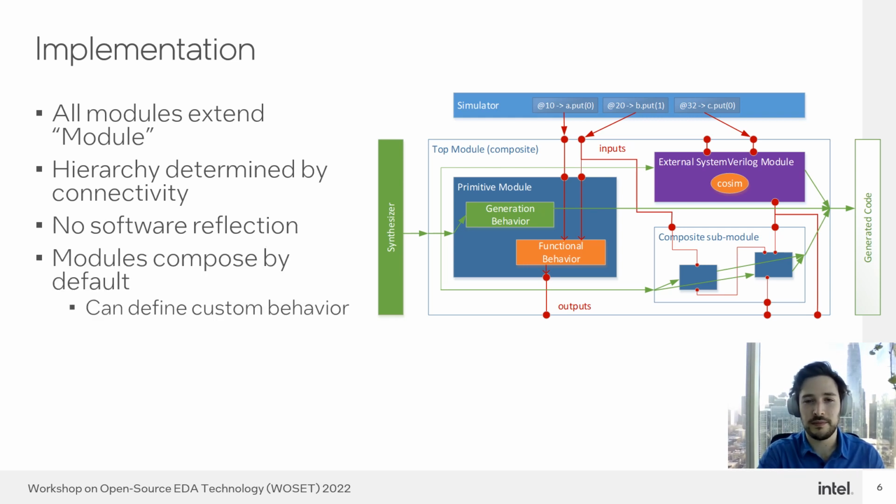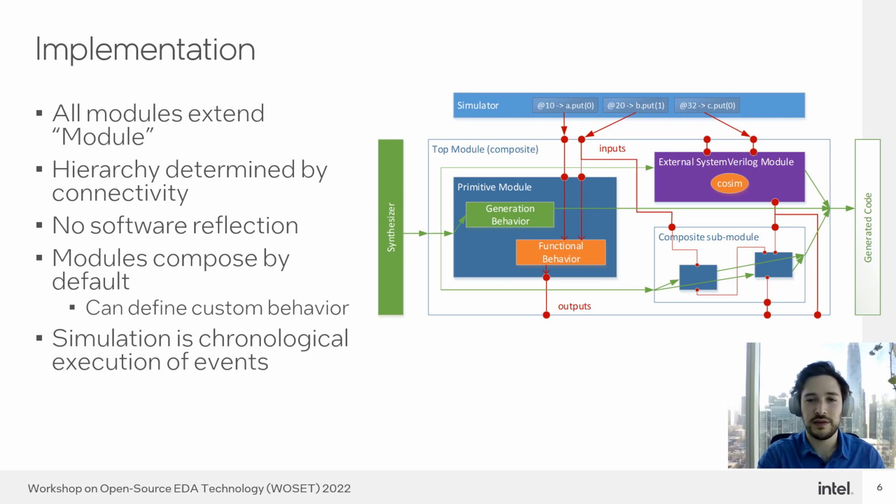By default, modules functionally compose based on their connectivity. The functionality of a module is defined by the functionality of its submodules. However, you can also define custom behavior for a module by providing special instructions for how to generate an output and functionally simulate.